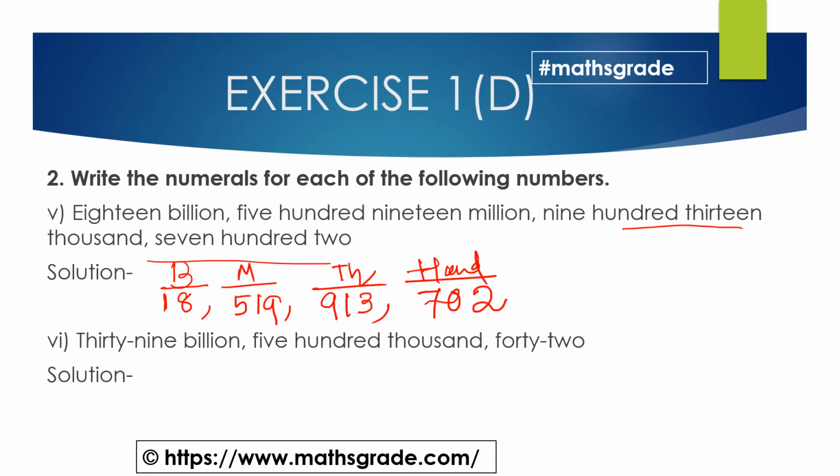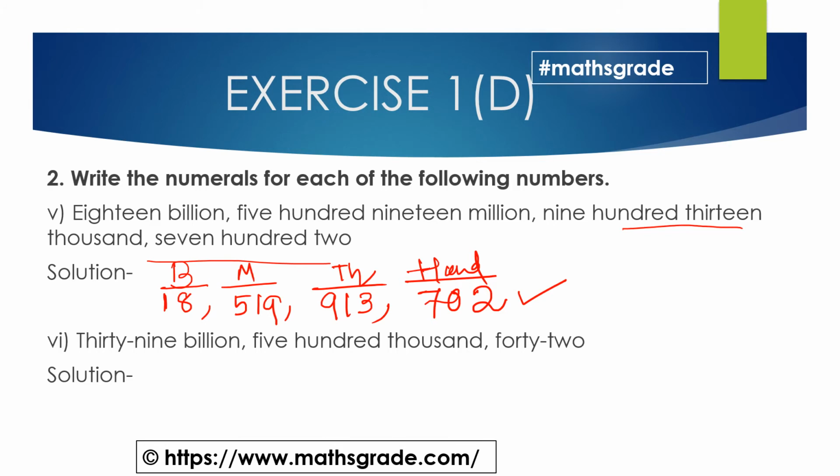This is the number. These are the numerals of the given word form in the international system of numeration. In word form: 18,519,913,702. This is the numerals of the given international system in word form.